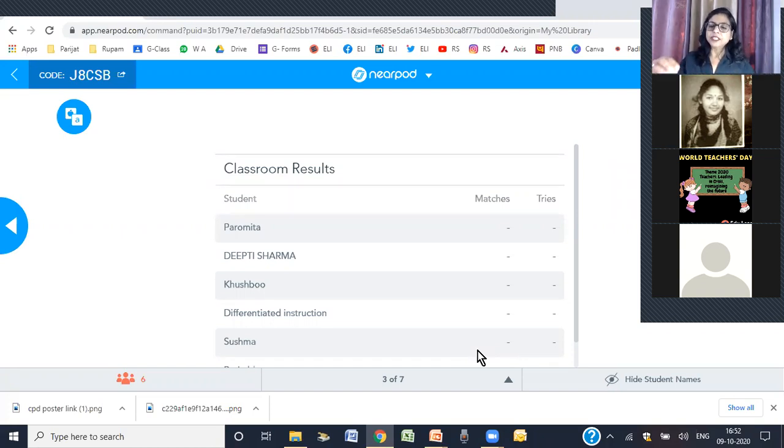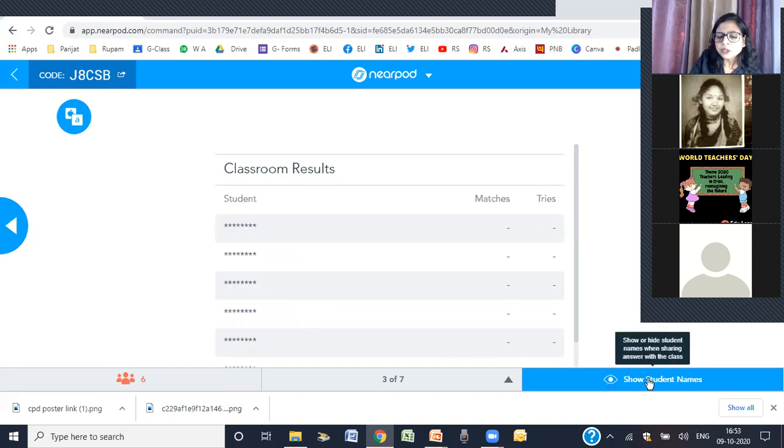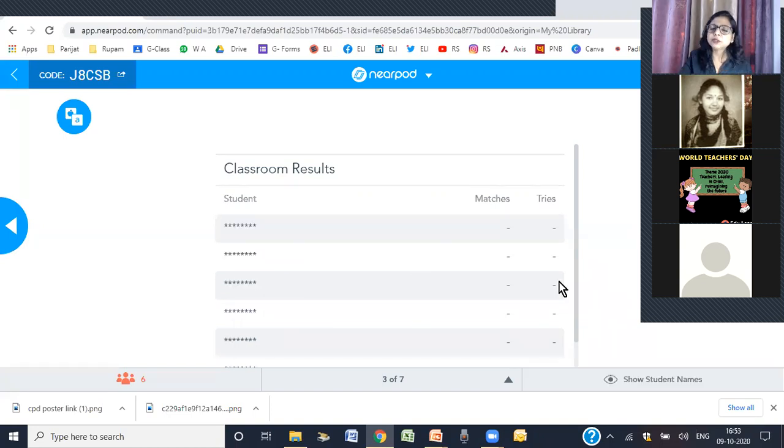And the question is based on whether this is an example of differentiating by objective, this is an example of differentiating by time, and so on, right? So go ahead. And I'll hide the student's name, so nobody will be able to see how many tries and how many matches. So feel free to make mistakes.